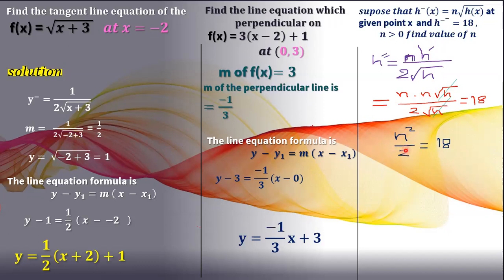The opposite operation of division is multiplication, so we have to multiply both sides by 2. So we will get n squared equals 36. The opposite of power is root, so we have to take positive or negative square root of 36 because the power is even. So we will get two solutions, positive or negative. Square root of 36 equals 6. But in this question, n is greater than 0, so we ignore negative 6. So n equals positive 6.